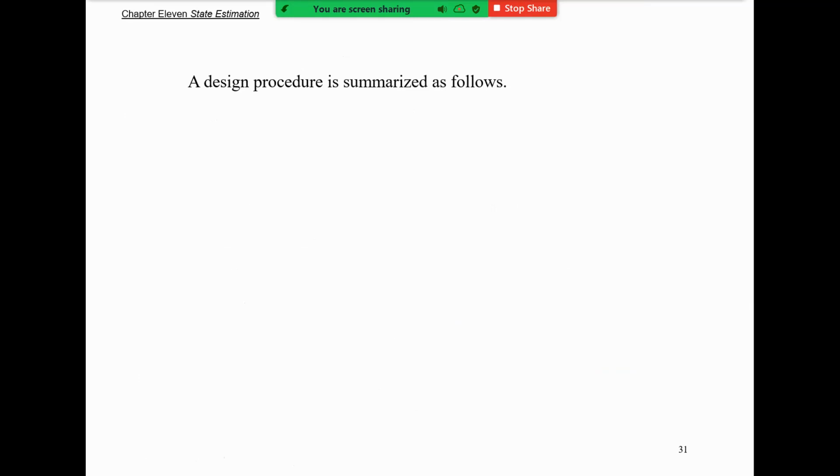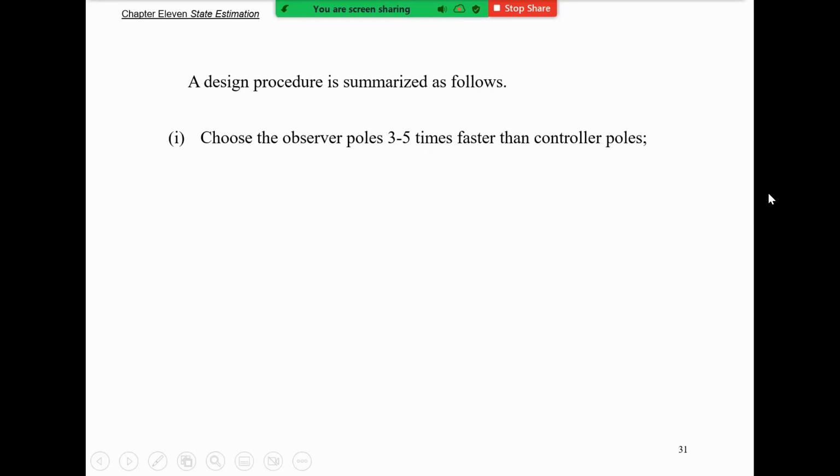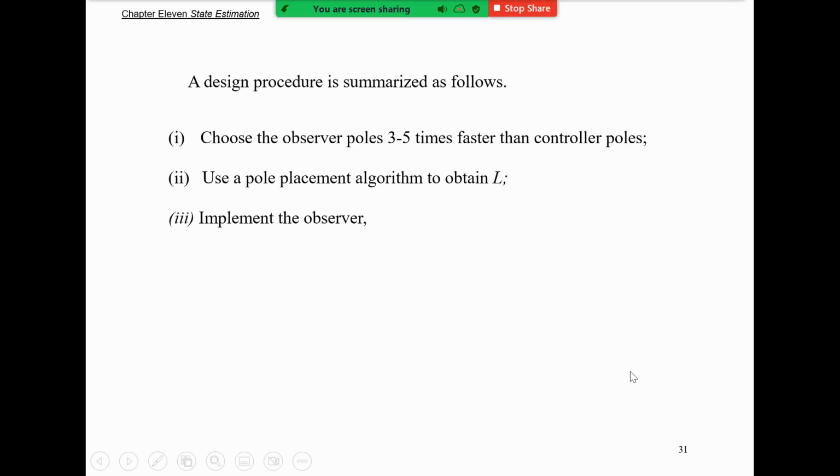Let's summarize the design procedure. We know it's a pole placement problem, right? So first, you choose the desired poles for the observer, 3 to 5 times faster than the controller poles. You can use this as a guideline for your mini project. Then you use a pole placement algorithm to obtain L. Let's say the mini project is a multiple-input, multiple-output system, then there are many ways to solve that. Then you implement the observer.